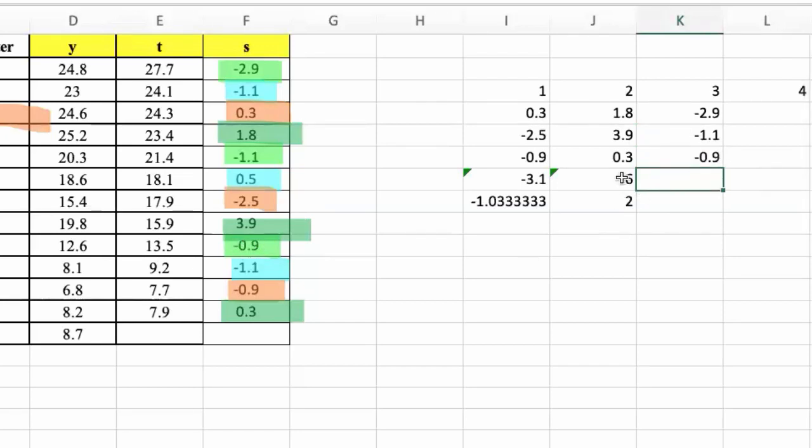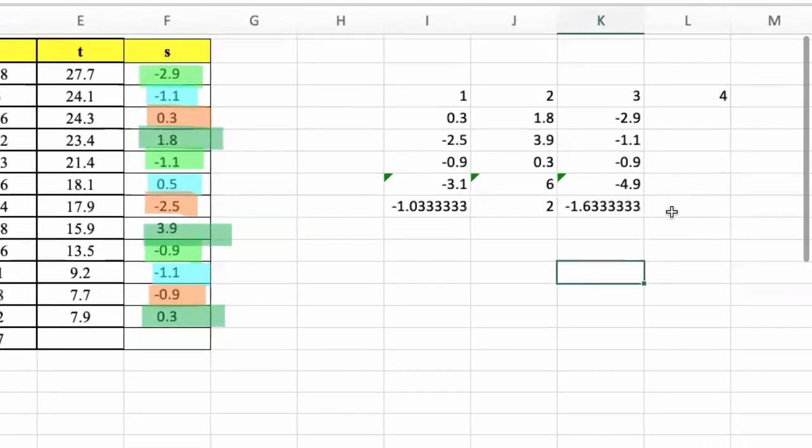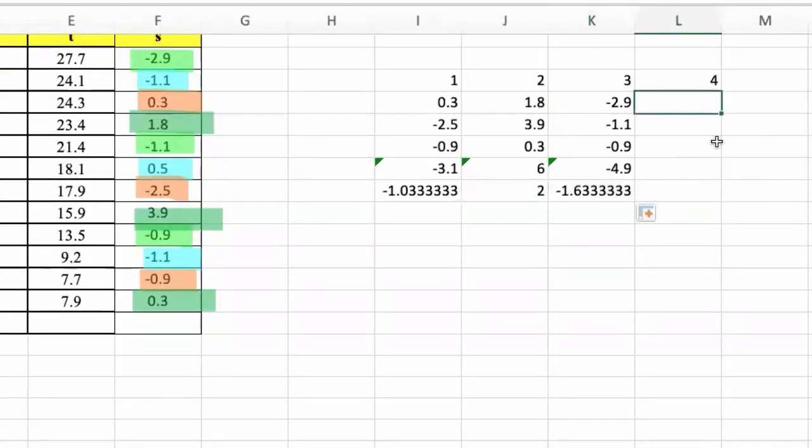Again, I add those up and I get the average. Because there are three figures, I divide it by 3, and we have a negative 1.633. And I just do it again for quarter 4.